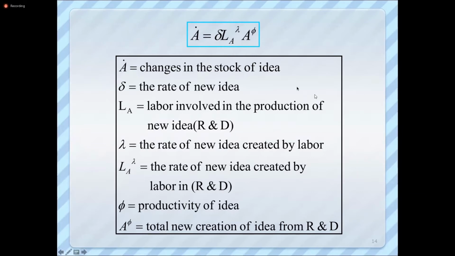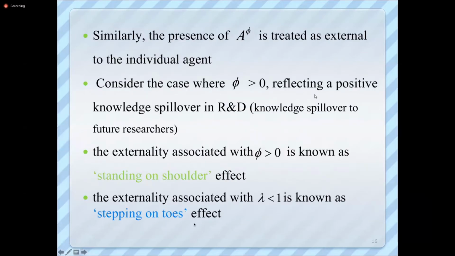Then from this equation, we identified that lambda and phi are externalities, where lambda looks at duplication and phi looks at productivity. These are both external factors. And two important concepts we looked at are standing on shoulders and stepping on toes. If phi is more than 0, standing on shoulders, we call this a positive knowledge spillover, which is good. But if lambda is less than 1, we call it the stepping on toes effect.